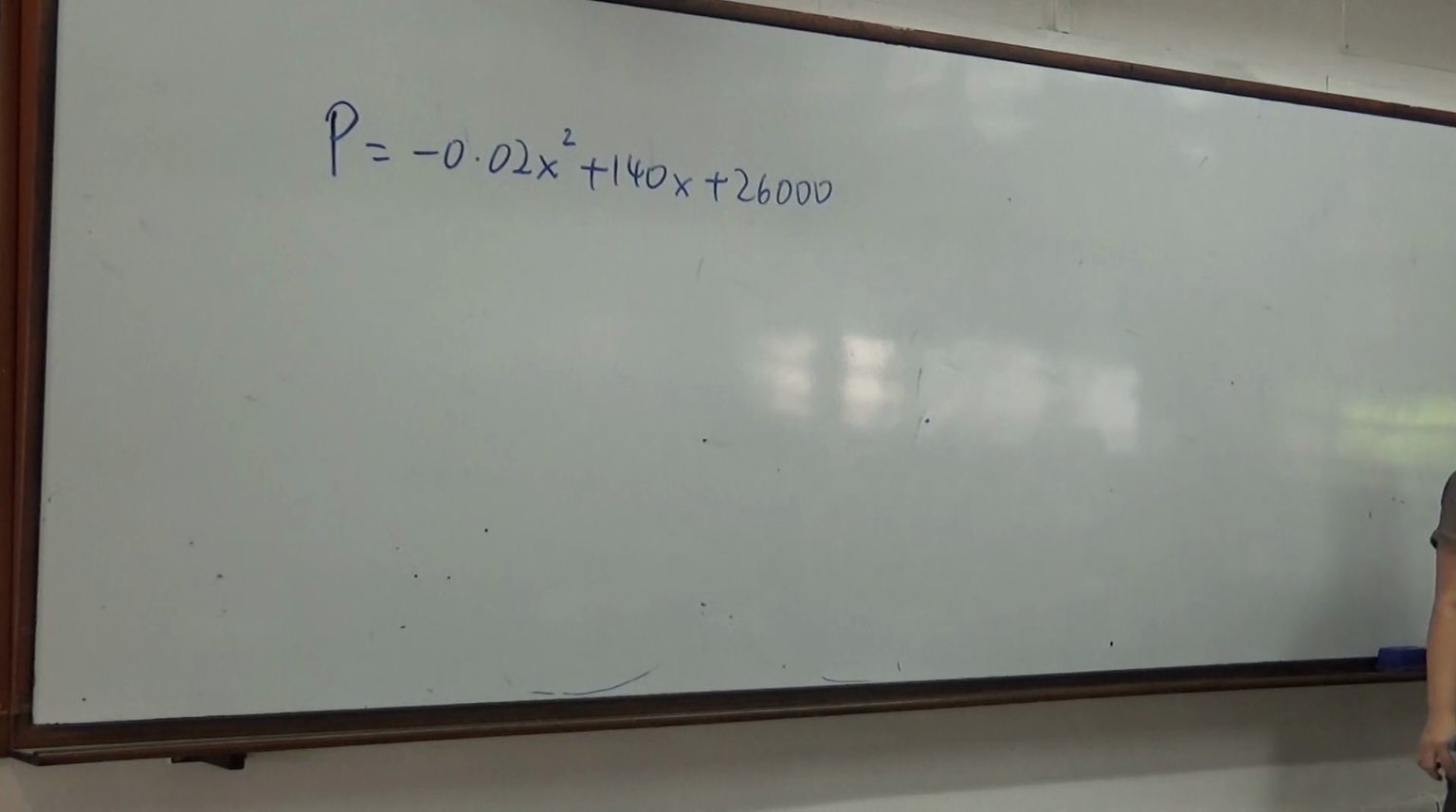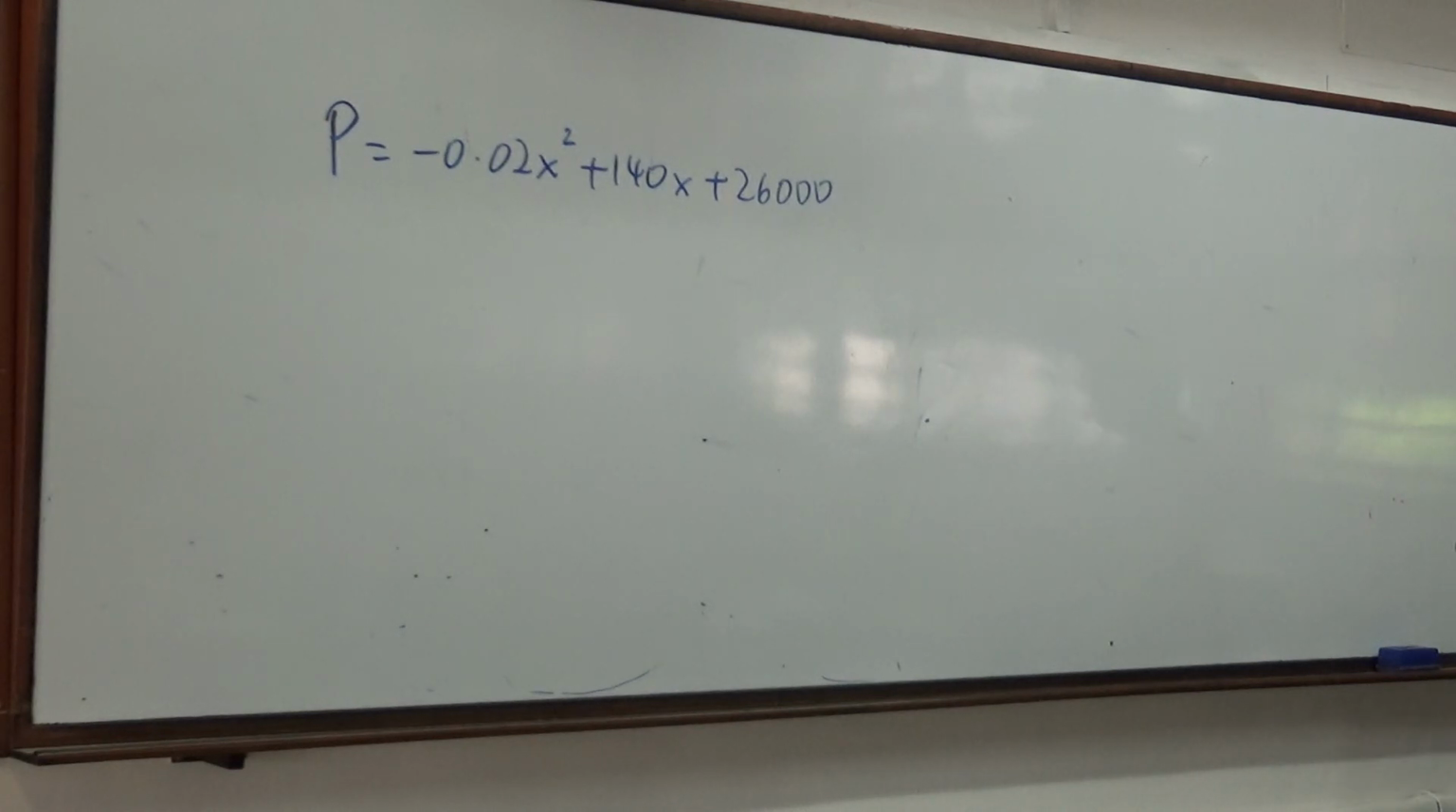Now, the question says, find the minimum number and the maximum number of the cars that the company could produce in order to achieve a net profit of at least $30 million. Understand? At least means what? Can be 30 million? Yes. Now, correct the values of x to the nearest whole number in your answers.